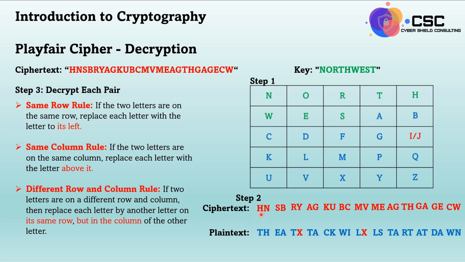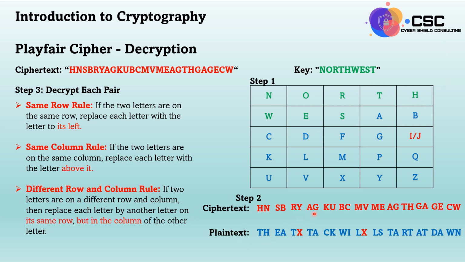If I see HN, let's start with the first pair in the cipher text, and I want to find the plain text. All I need is this matrix and this set of rules. So HN, I need to find where they are located. I look at the N and H, they are in the same row. So according to the same row rule, we need to get the letter to its left. So for H, what is to its left is T, and for N, what's to its left, if we wrap around, it will be H. So TH is the plain text.